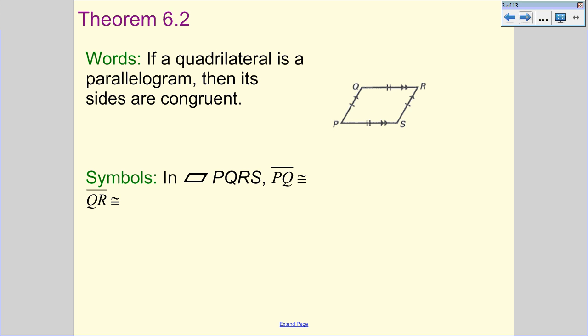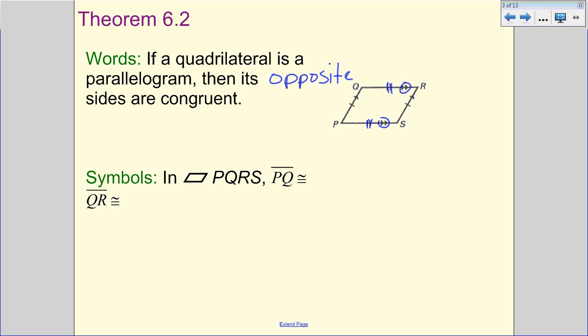So let's take a look at what theorem 6.2 is. Once again, we're not looking at memorizing the names of them. What we want to do is be able to recognize these theorems. So this one says if a quadrilateral, a four-sided figure, is a parallelogram, then its opposite sides are congruent. So not only do we have our parallel marks now, we're going to have congruency also.